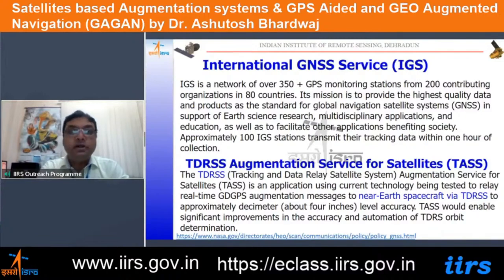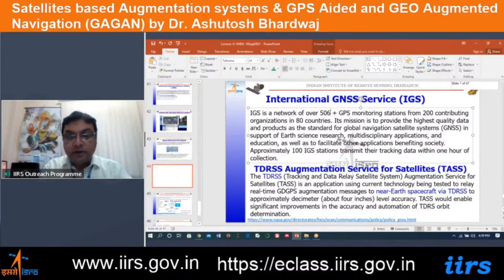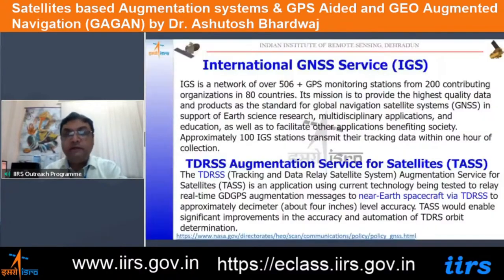In this also we now have about 500 GPS monitoring stations under the IGS category all over the globe, which are contributed from various organizations, and these IGS station data sets can be downloaded free of cost and utilized for high-end processing. So these systems are fully available for the users. I checked some time back, and the current number is 506. So 506 IGS stations are already operational and data sets are available.